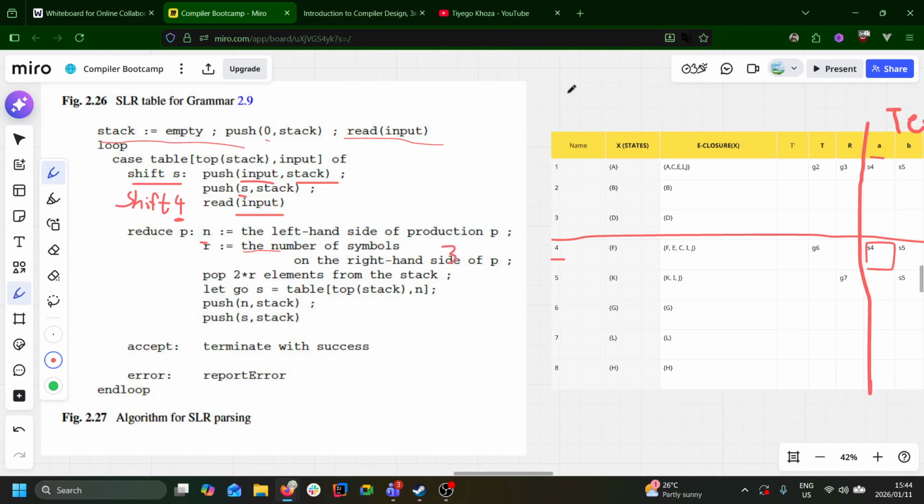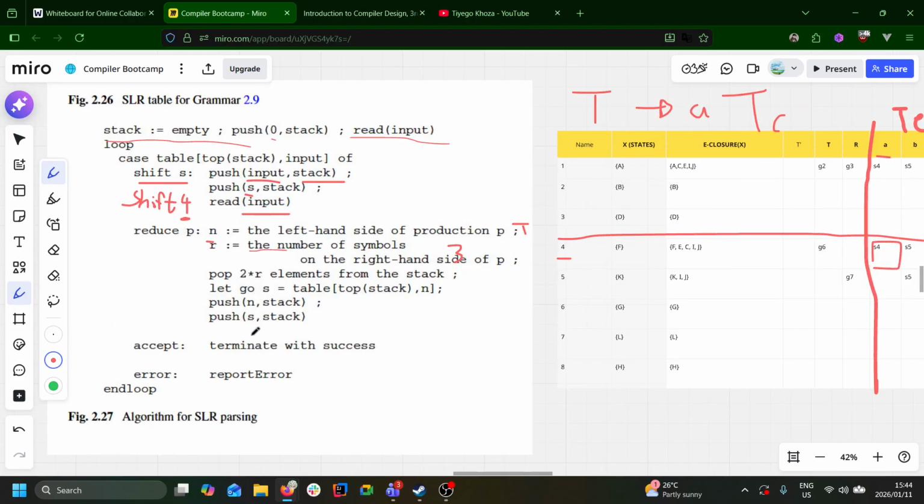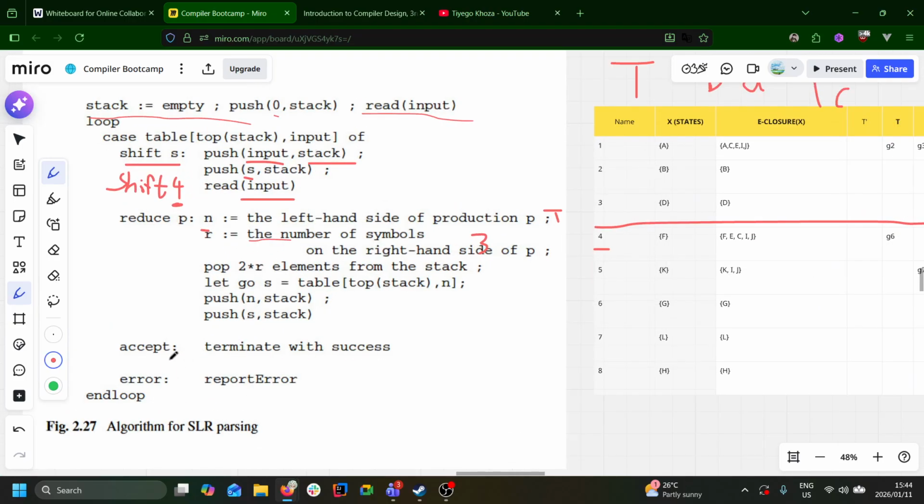So in the example, let's say our production rule is this, N could be T, and this could be the number 3. Then you pop that many elements from the stack, let S equal table, the top of the stack, N, and push N onto the stack and S onto the stack. Terminate with success.